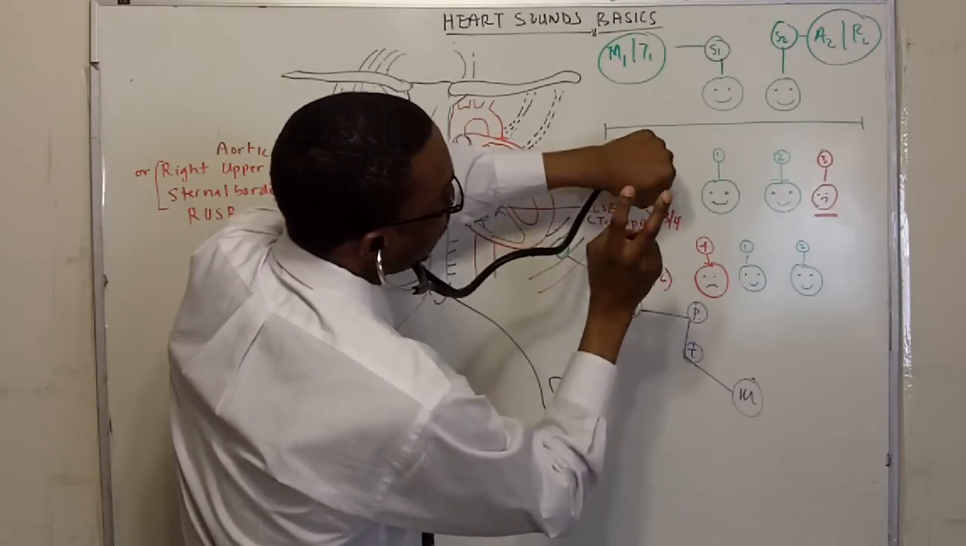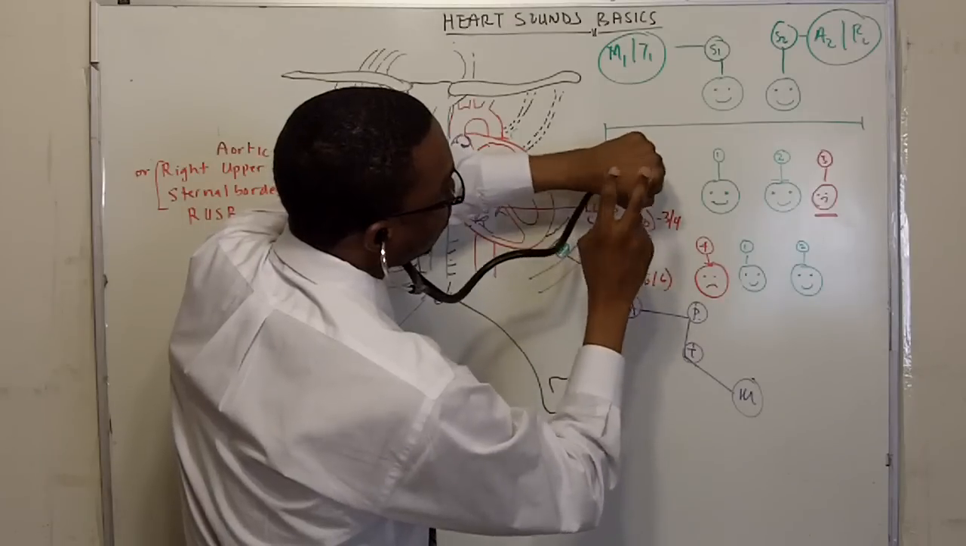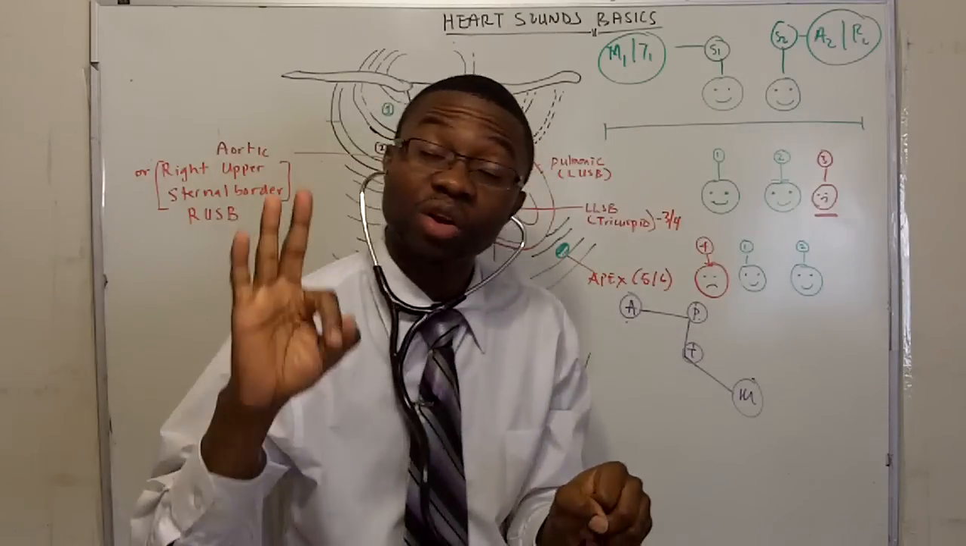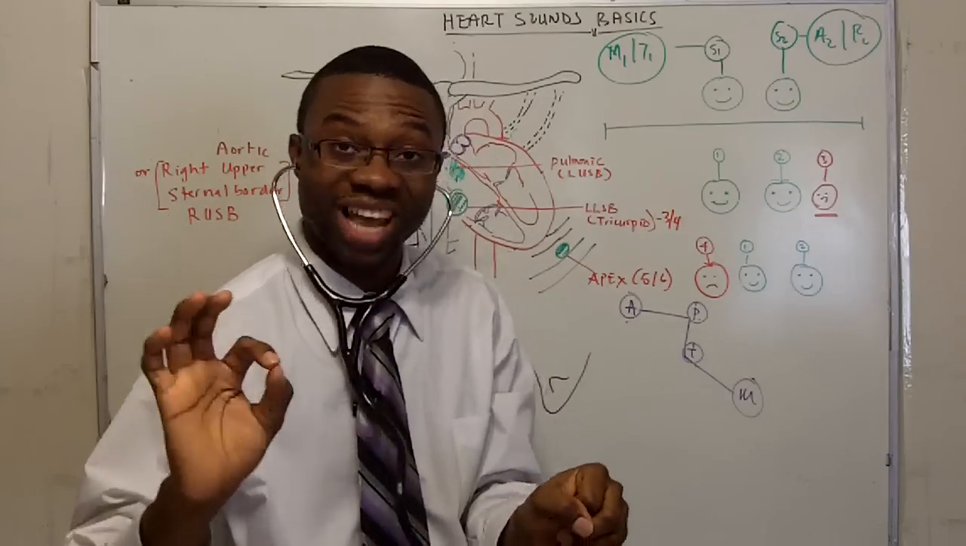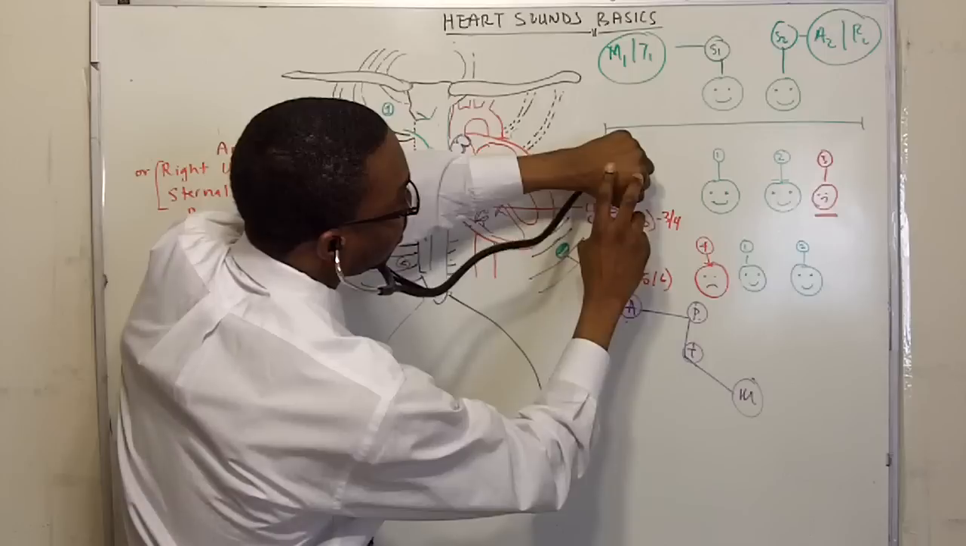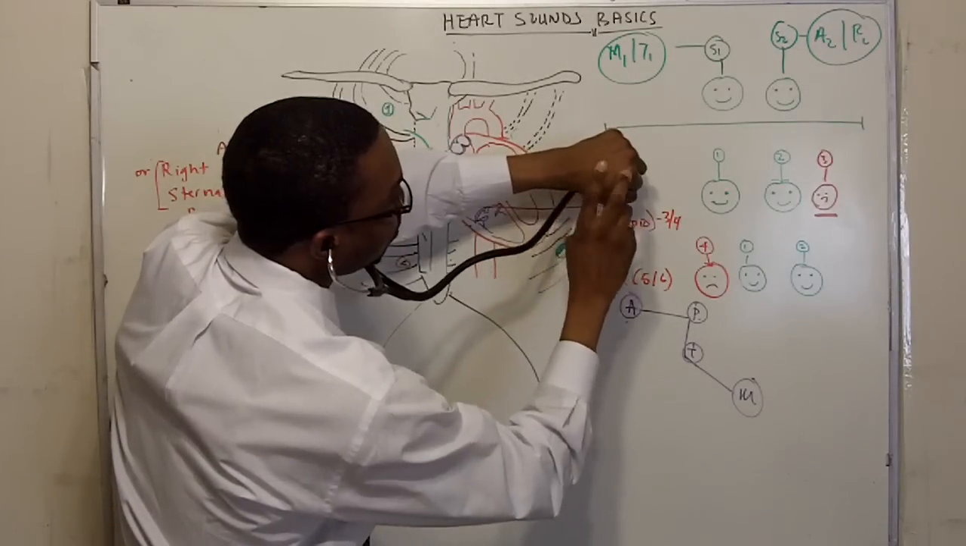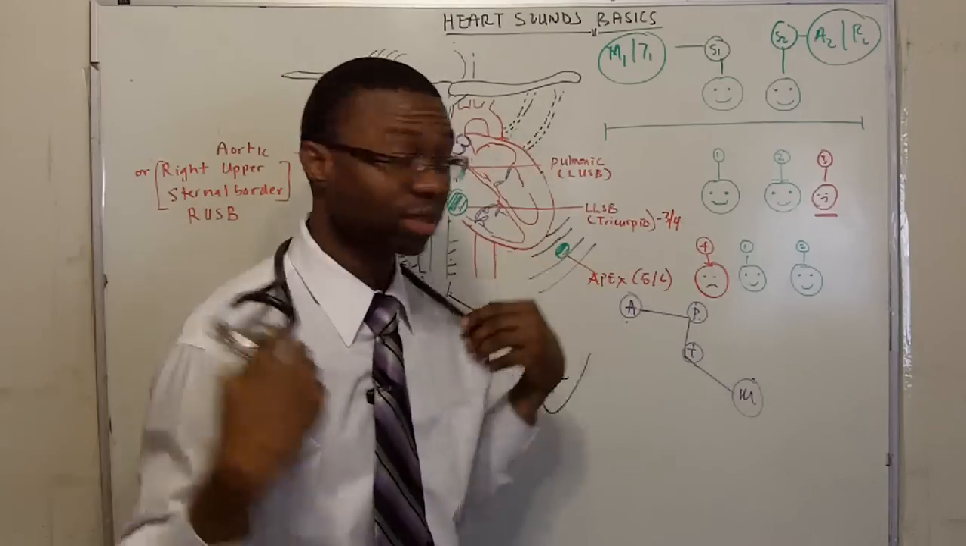1-2. 1-2. 1-2. Now, if I'm going to add a third heart sound to it, this is what it's going to sound like. 1-2-3. 1-2-3. 1-2-3. Let's do that on the board.